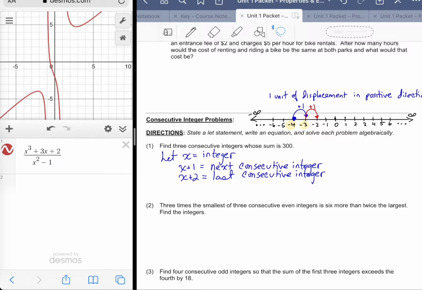However you want to word it, because it said 3 consecutive integers, I have 3 consecutive integers whose sum means addition. So that's telling me that I'm going to add these 3 numbers together. x plus x plus 1 plus x plus 2 is another word for equals, mathematically anyway.